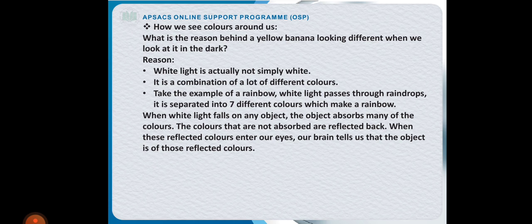Take the example of a rainbow. When white light passes through raindrops, it gets separated into 7 different colors, which make a rainbow. Similarly, when white light falls on any object, the object is able to absorb many of those colors. The colors that are not absorbed are reflected back. When these reflected colors enter our eyes, our brain tells us that the object is of those reflected colors.